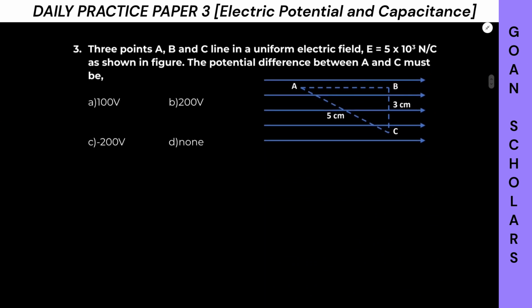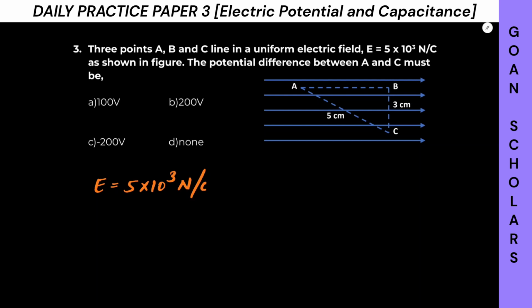3 points are given here, A, B and C, in a uniform electric field. What is a uniform electric field? At each and every point the value of the field doesn't change. And what's the value of this? Our value of the uniform field is 5 into 10 to the power 3 newtons per coulomb, as shown in the figure. The potential difference between A and C we have to find.